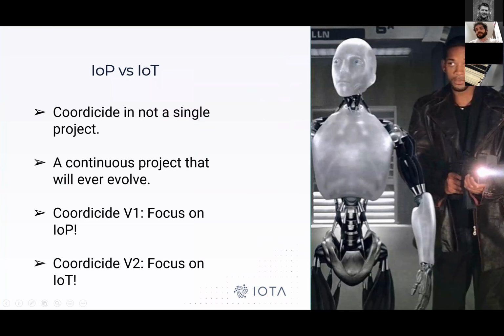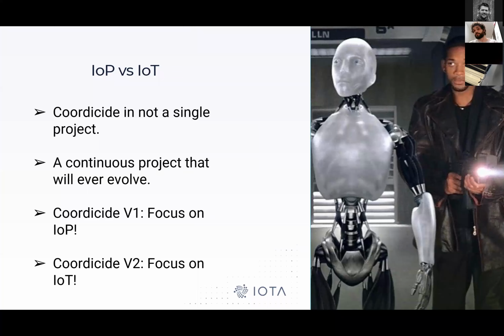So something we decided is that IOTA, especially Coordicide, its end product, will be the standard protocol for IoT. But to get to IoT, we first want a network that is extremely good, that suffices the needs that we have from people. So the first version of Coordicide will be made for IOTA, and then from there, we focus on IoT.